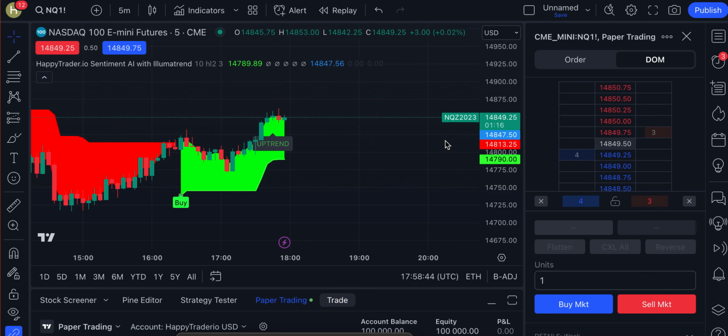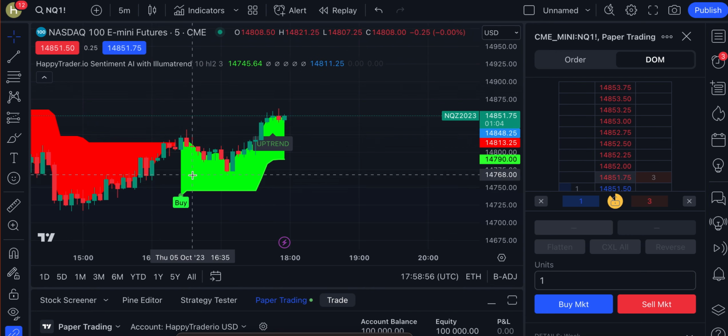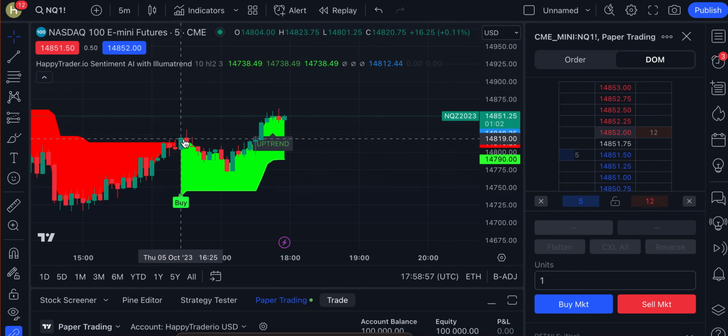It is Thursday, October 5th, 2023. It's almost 2 p.m. and we are going to be putting on a trade. Now, we have all of our criteria in place on the 5-minute chart for the NASDAQ here. We have our buy signal. This is criteria set A.